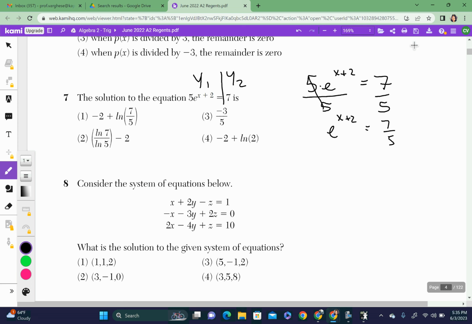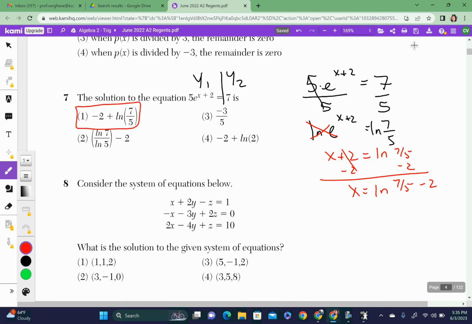How do you get rid of an e? Look on the calculator and you'll see an ln. So whatever you do to one side, you do to the other side. As soon as the e and the ln are next to each other, they cancel out. And so you're left with x plus 2 is equal to ln of 7 over 5. To get the x by itself, subtract 2, subtract 2. And so you get x equals ln of 7 over 5 minus 2, which is the same thing as choice 1, right? They just took the negative 2 and put it out in front. They moved it over. That's completely fine.